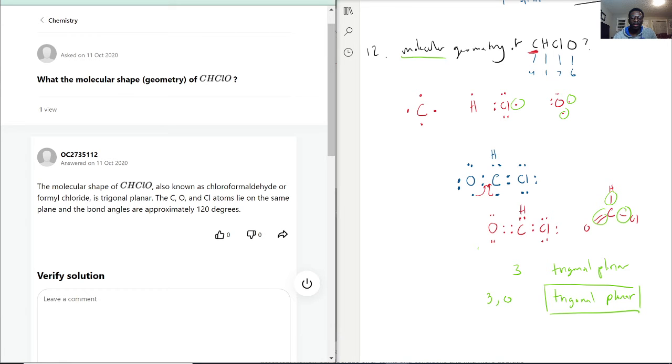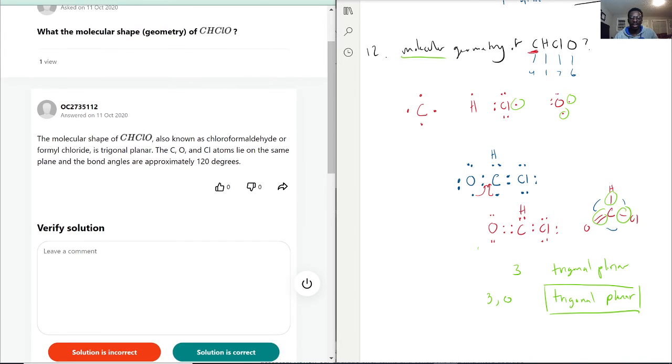Okay, and there we go. It's trigonal planar. The CO and Cl atoms lie in the same plane, along with the hydrogen as well. And exactly, each bond is approximately 120 degrees, and that's what we got. So this is correct.